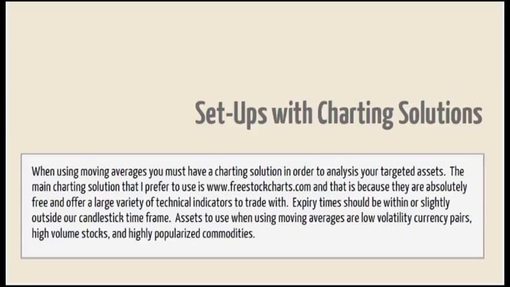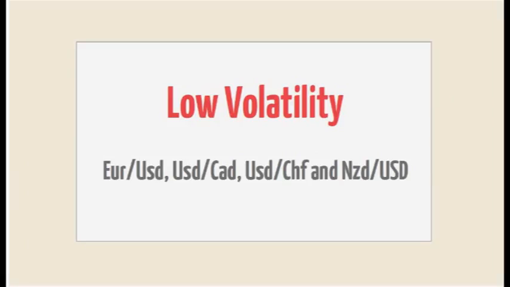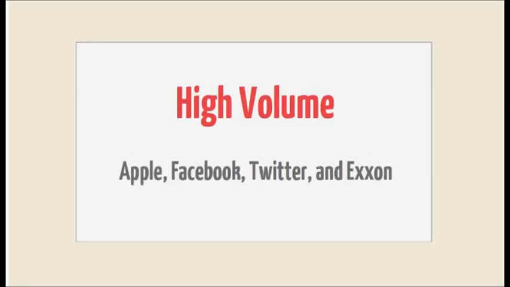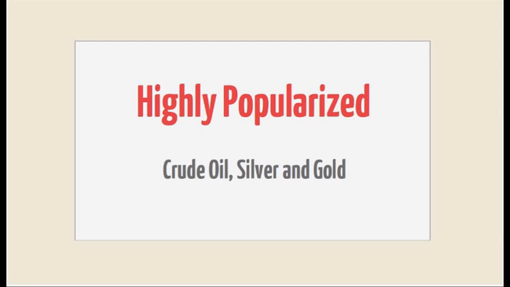Assets to use when using moving averages are low volatility currency pairs, high volume stocks, and highly popularized commodities. Low volatility currency pairs that we want to use are the EUR/USD, USD/CAD, USD/CHF, and NZD/USD. High volume stocks that we're going to want to trade are Facebook, Twitter, Apple, and Exxon. And highly popularized commodities that we want to trade are crude oil, silver, and gold.